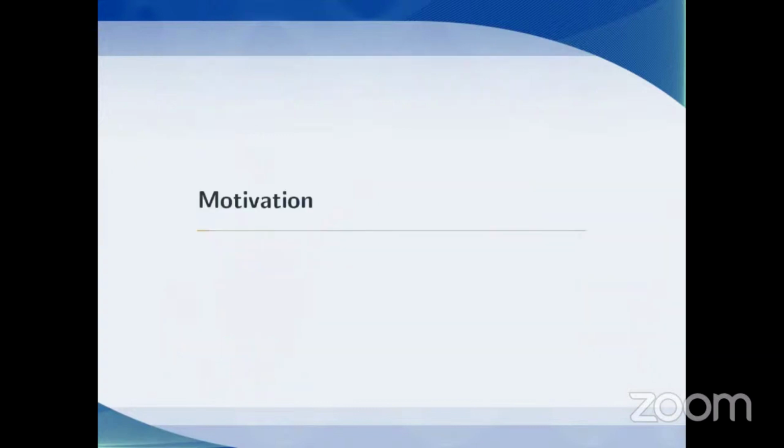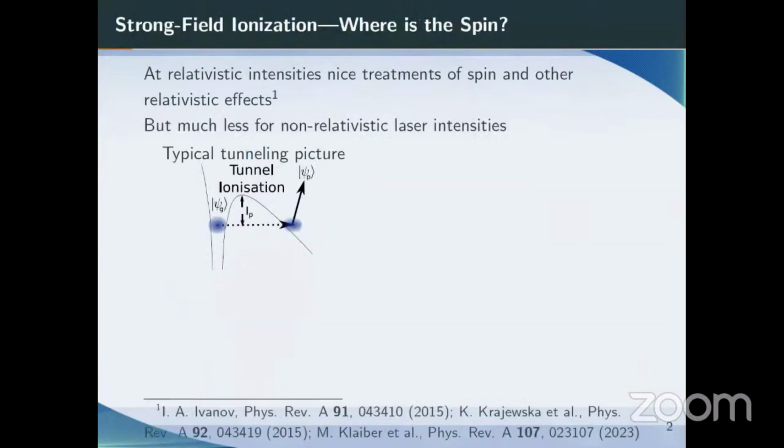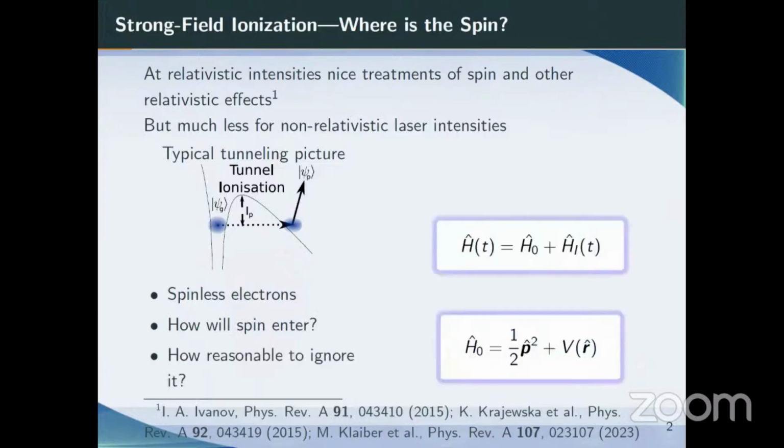The main motivation for looking at this was initially looking at spin in strong field ionization. Of course, at relativistic intensities, there are many nice treatments of spin, such as the relativistic strong field approximation or treatments of the Dirac equation. But in our typical tunneling picture for non-relativistic intensities, we of course have spinless electrons, and we don't tend to consider spin. So in this talk, I just want to add a little bit to the conversation of how spin will enter and how reasonable it is to ignore it.